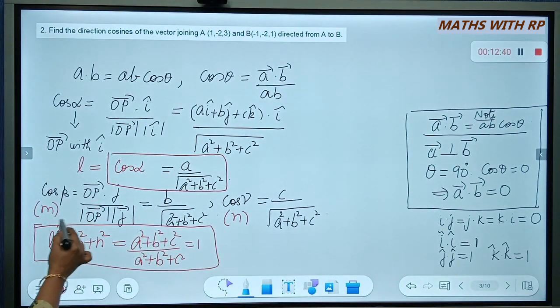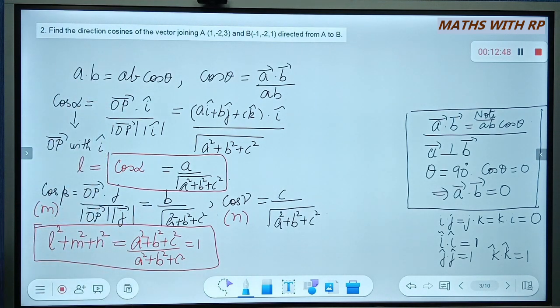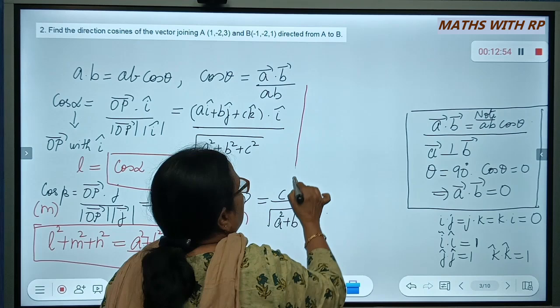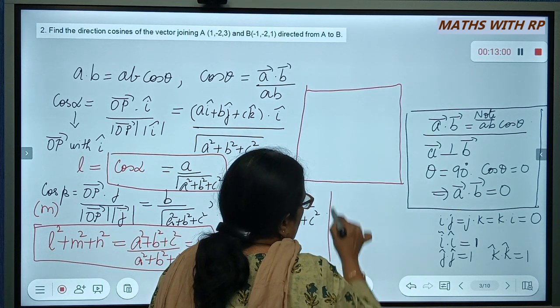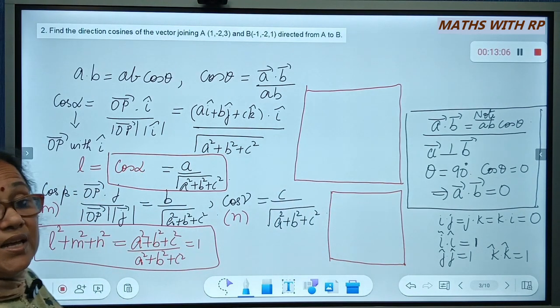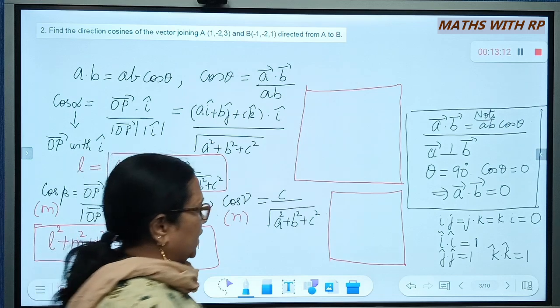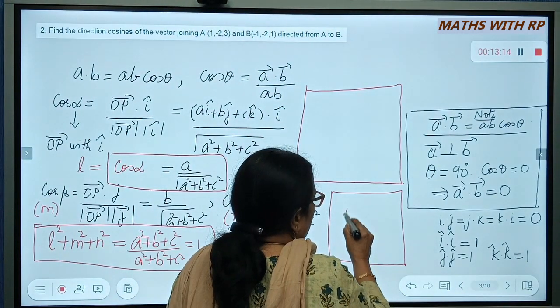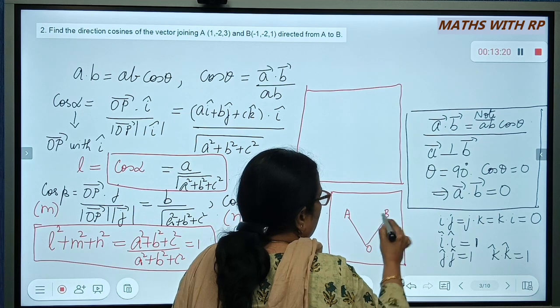Now we have observed that l square plus m square plus n square is 1. Now let us try to do this problem: direction cosines of the vector joining 2 points, directed from A to B. In the earlier video, we have already done the triangle law, and we have also learnt what a position vector is. So, suppose I have A and B. I join O with A and O with B.